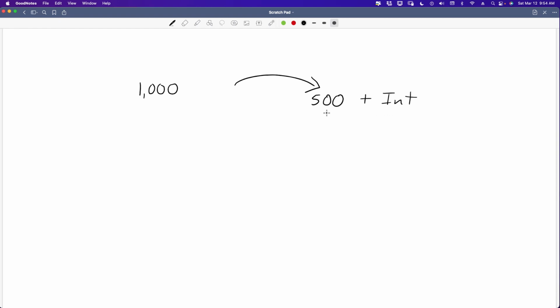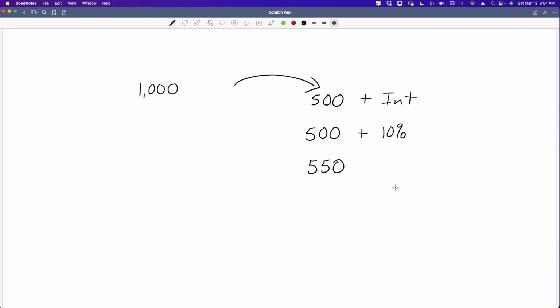So the bank might charge the person who is making the loan, you're going to pay me back $500 plus, let's say 10% interest, to make it interesting, right? So that means they're going to have to pay back 10% of the 500. We know that'd be $50. So they would end up paying back $550.